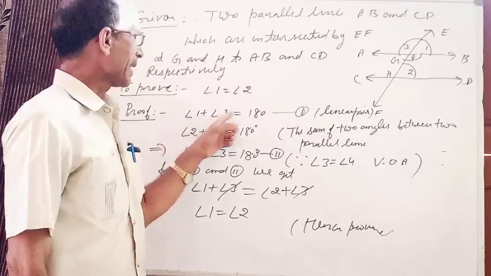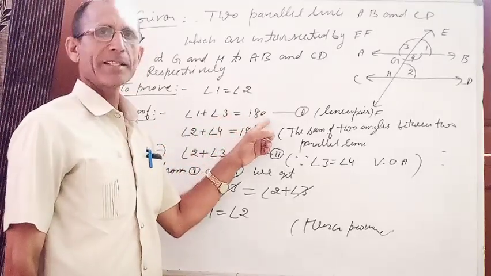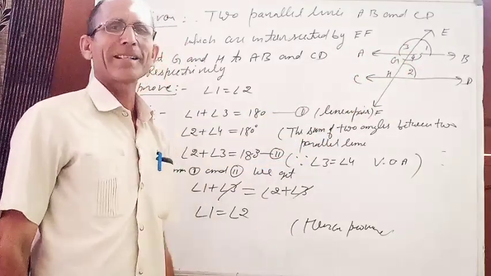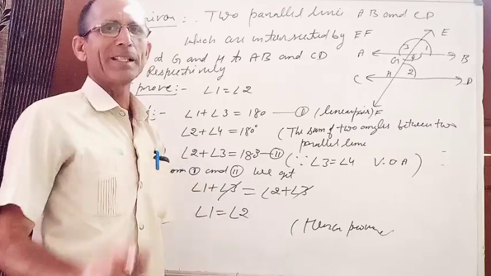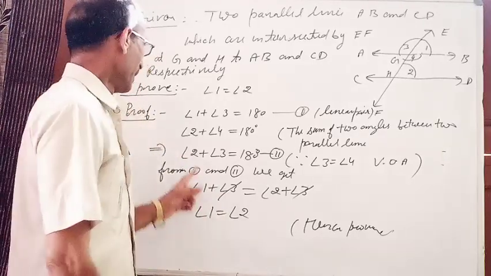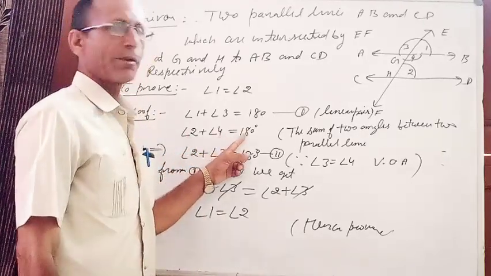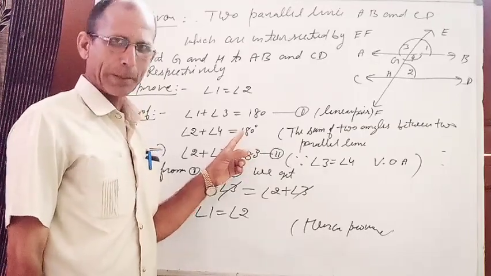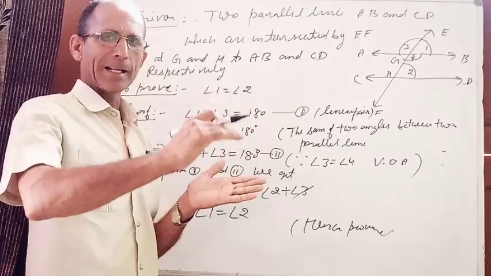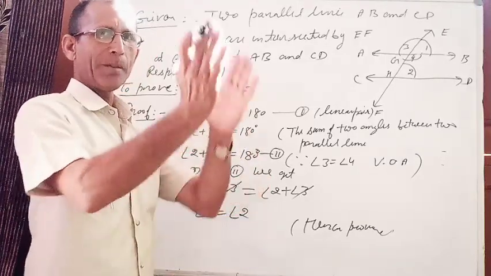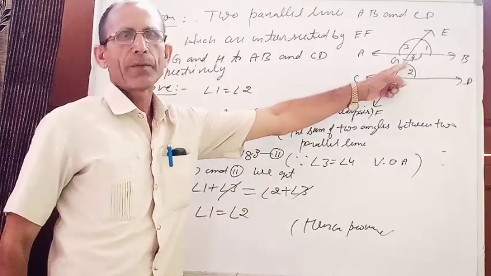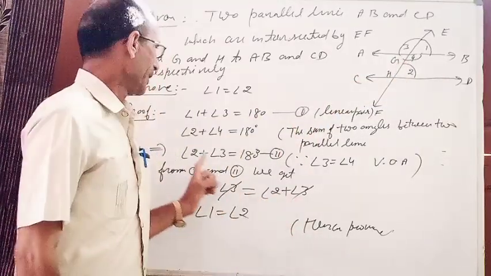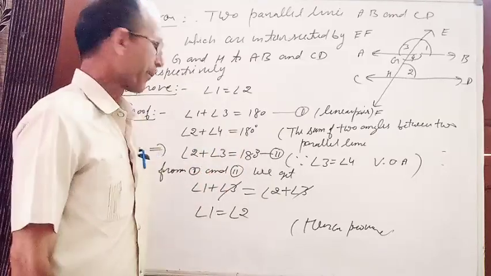So angle 1 plus angle 3 is equal to 180. Reason? Linear pair, because angle 1 and 3 are adjacent angles and their measure is 180. So angle 2 plus angle 4 is equal to 180. One more point you have to keep in your mind: if two parallel lines are intersected, then the sum of two angles between two parallel lines will always be 180. So angle 2 plus 4 is also 180.